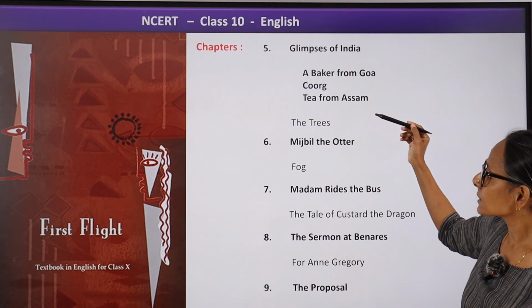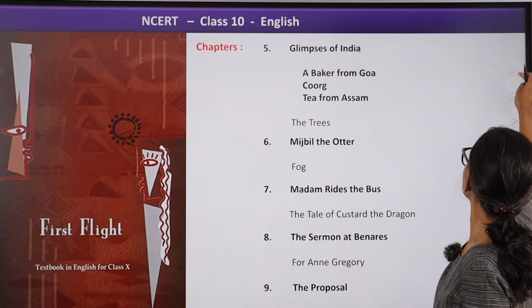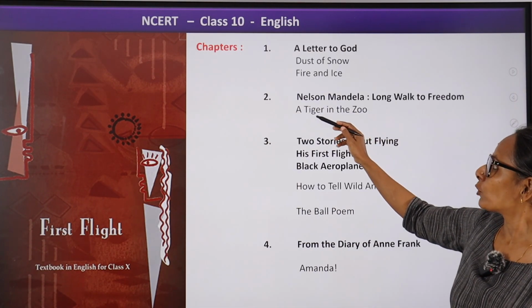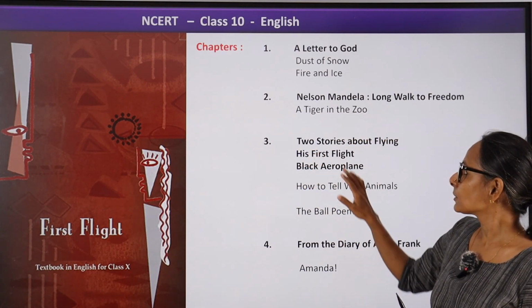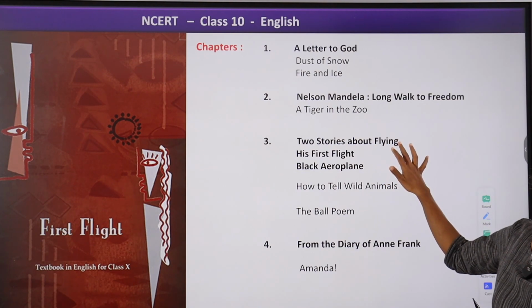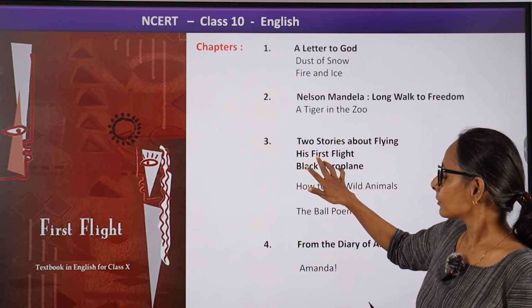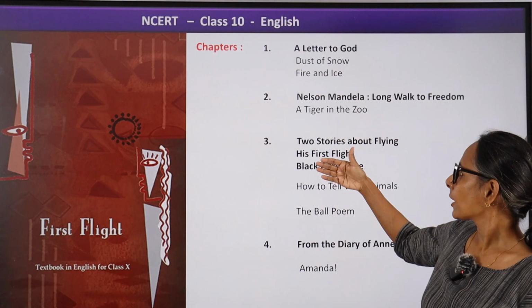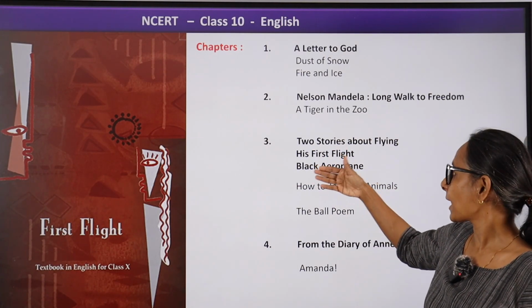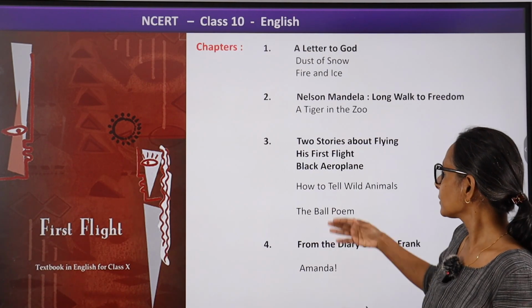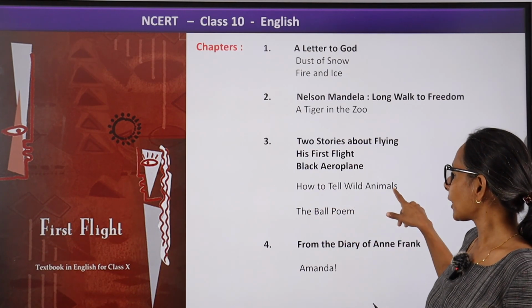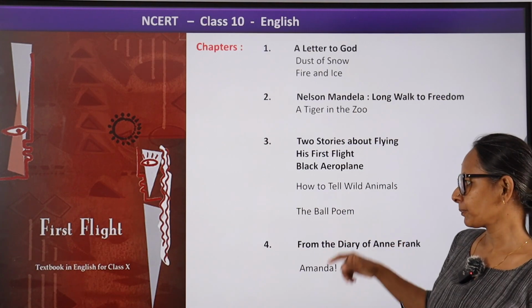It also has a poem, A Tiger in the Zoo. The third chapter has 2 stories about flying, His First Flight and The Black Aeroplane, and this also has some poetry, 2 of them, How to Tell Wild Animals and The Ball Poem.